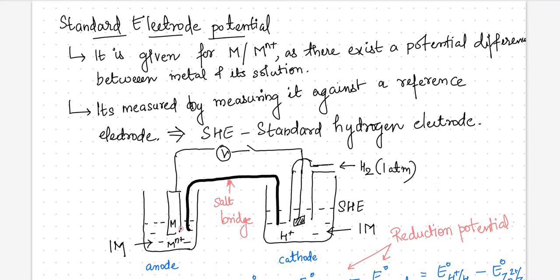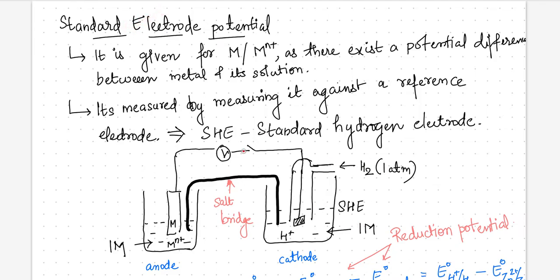Basically, this is connected via a wire. We have a voltmeter here. We have a switch. And then in order to complete the circuit, we use a salt bridge to connect the electrolyte solutions. This particular thing, how a chemical battery works, you have already learned in your lower classes. So this is the setup that we use in order to calculate the standard electrode potential.